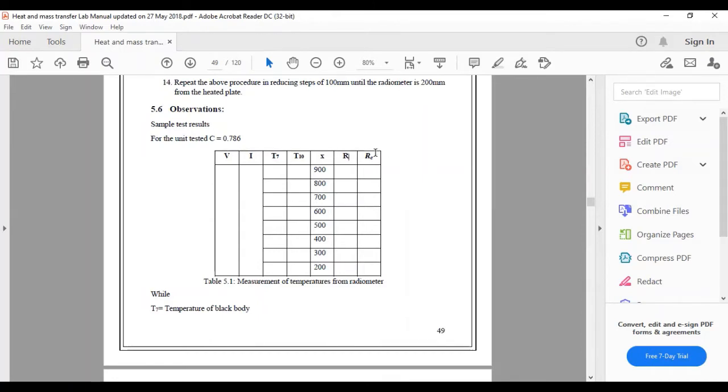The apparatus has some limitations. So to convert these readings to a reasonable value, we use a value called the correction factor, which is 0.786. All values we get from the radiometer will be denoted by R, and we will multiply all of those values by this factor 0.786, and we will get a new column, that is RC. So this is our observation table.